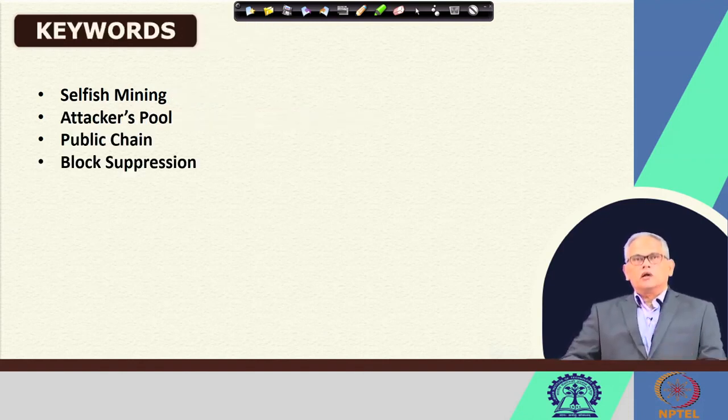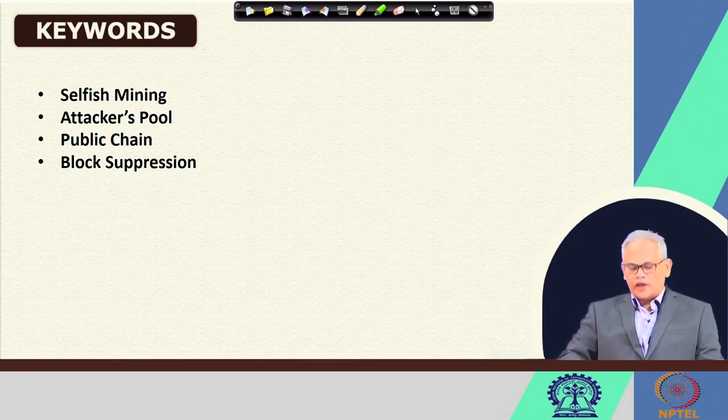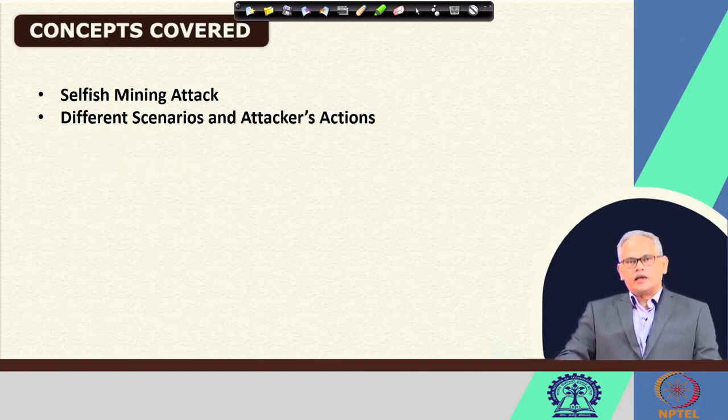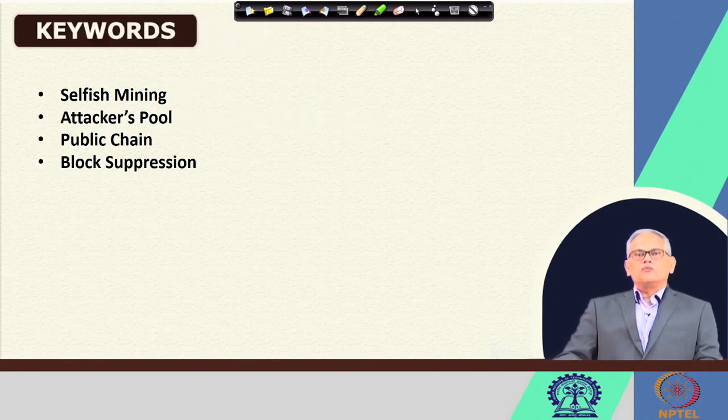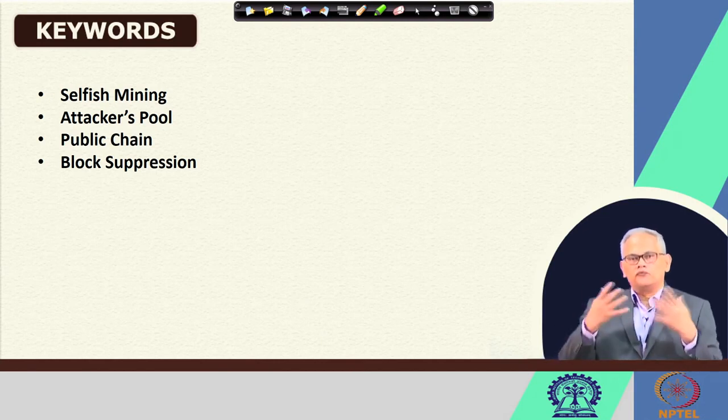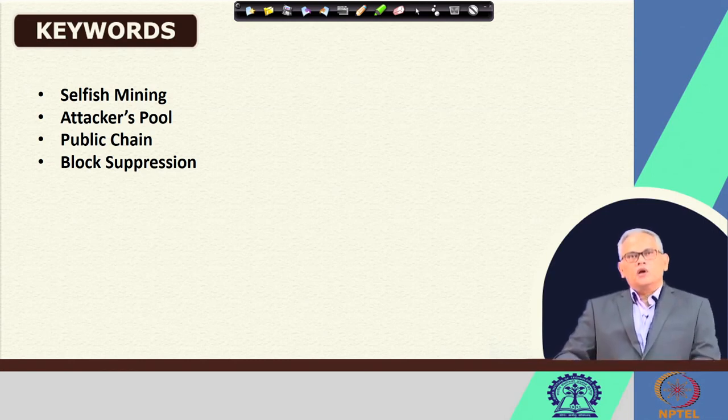Today our keywords are selfish mining. As we mentioned here, the attack itself is called selfish mining attack. So, we will try to understand what is meant by selfish mining. Also, we will see that this attack actually makes an assumption about a pool of computing resources that is available with the attacker. Of course, as we will discuss, other than the attacker, there would also be other miners in this entire blockchain network.